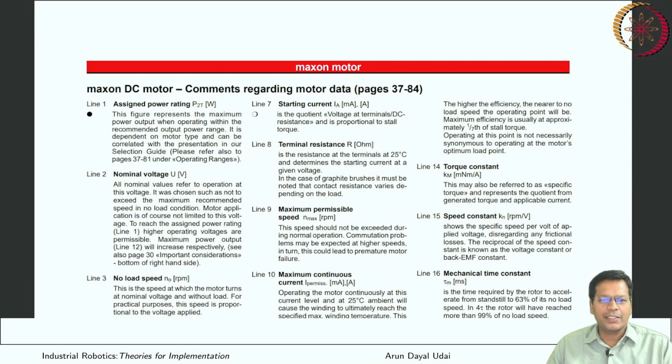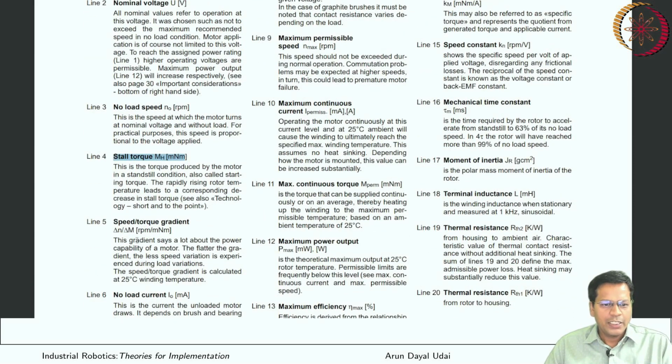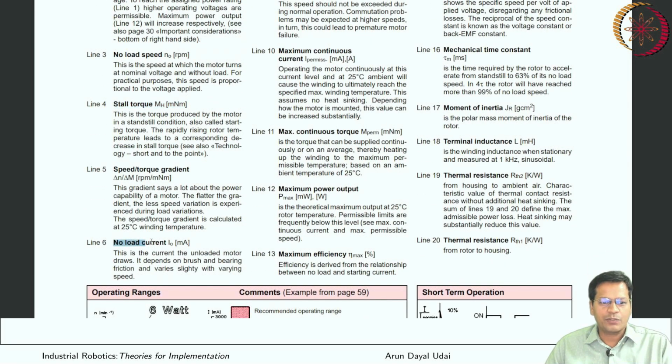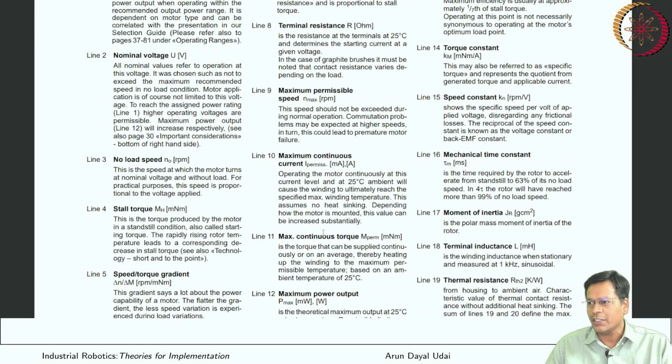Okay, so this is a standard data sheet of a motor, you see. It gives a very good amount of parameters that will let you select a particular kind of motor for your application. Okay, so yes, this is nominal voltage, no load speed. So this is the speed we are talking about, that is no load speed. This is the stall torque. Speed to torque gradient, that is the slope of this line that you saw. No load current that is flowing through this motor. Maximum power output, this continuous torque is the continuous operation region that I showed in green color.